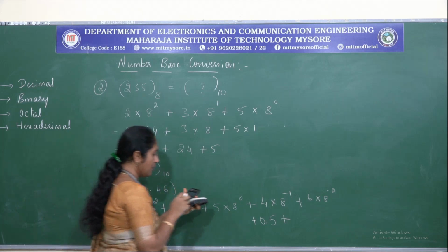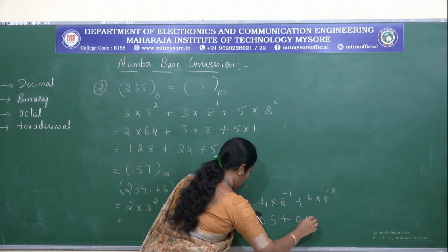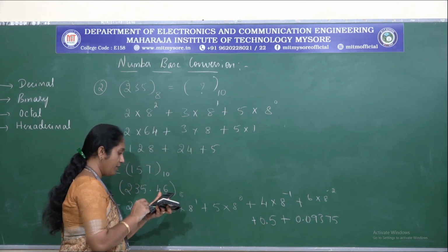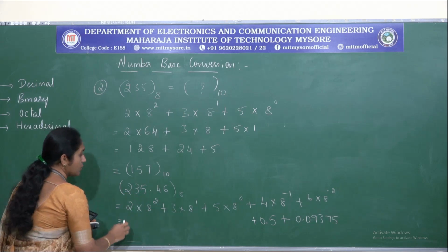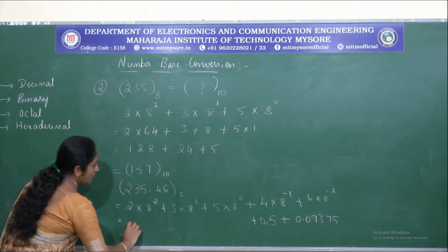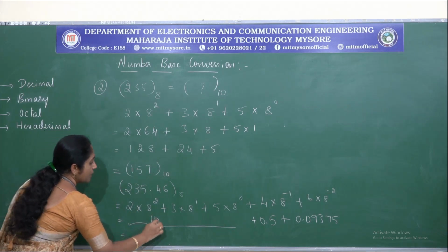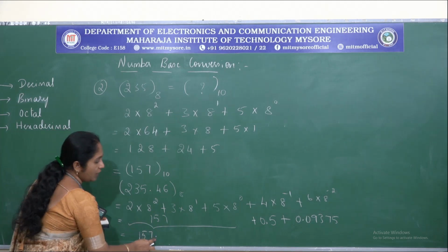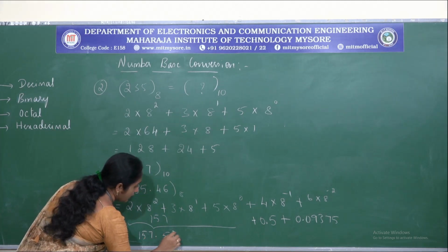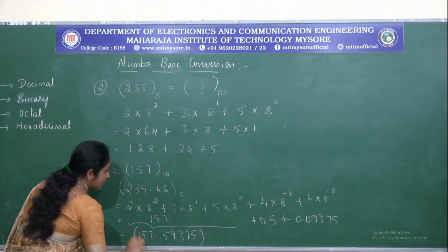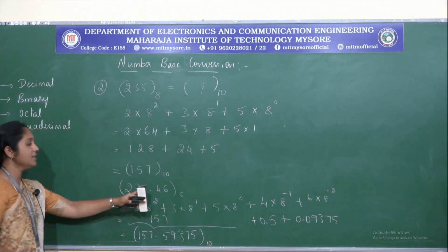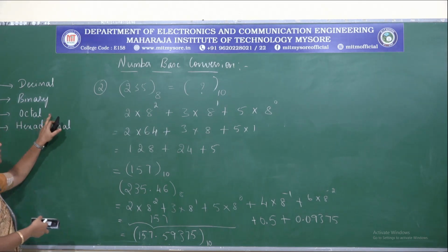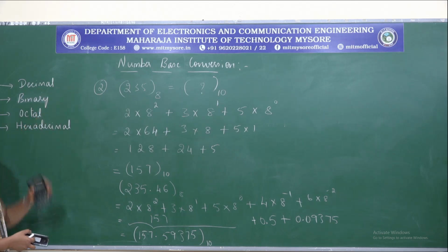So the answer is 0.09375, plus 0.5. Therefore the fractional part is 0.59375. So the whole part will be 157, and therefore it will be 157.59375. So this is the equivalent of this number in the decimal number system. Okay. So this is how we convert from the octal number system to the decimal number system.